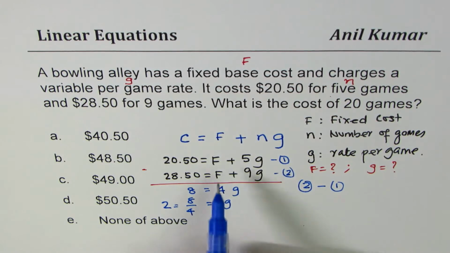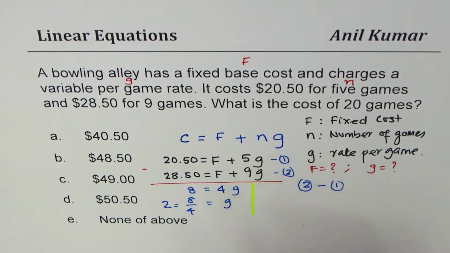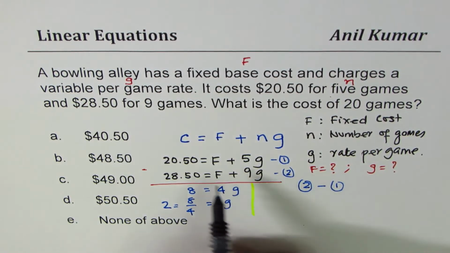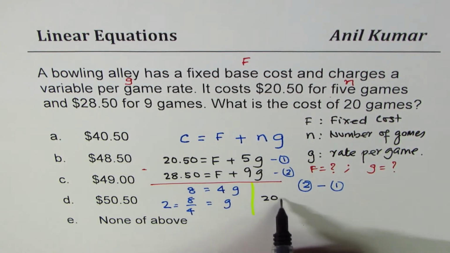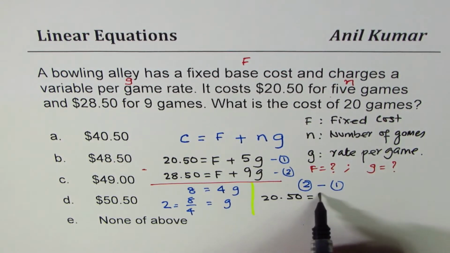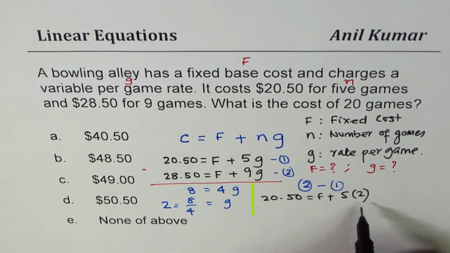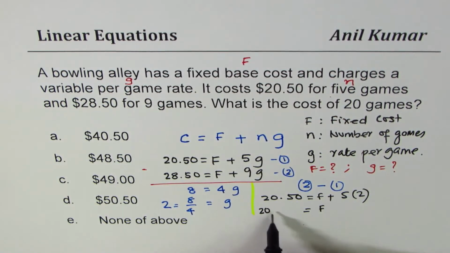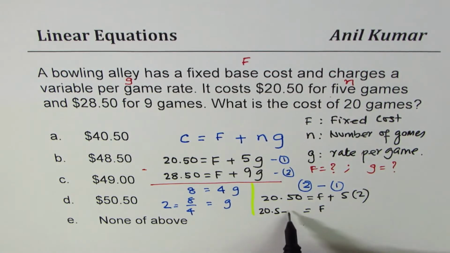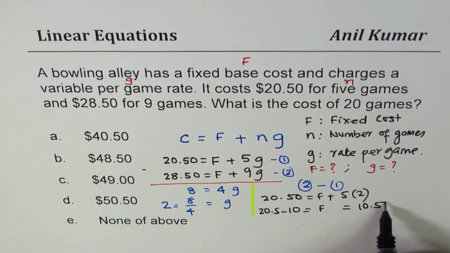Once we know that, we can find what the fixed cost is. So let's find the fixed cost now. We know g is $2. Let's substitute g as 2 in one of our equations, the first equation. 20.50 equals f plus 5 times 2. So f equals 20.50, take away 5 times 2 which is 10. When you do that, you get 10.50. So f is 10.50 for us.